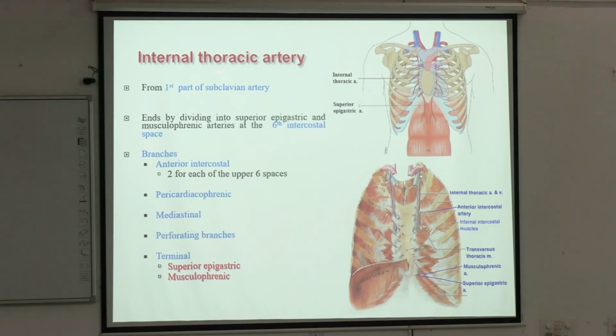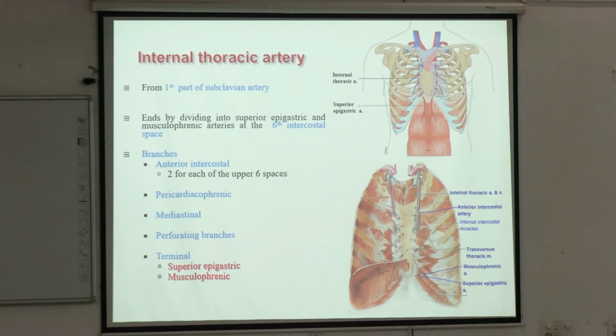Now, how does this internal thoracic artery end? It splits into two terminal branches. Reaching over here, it divides into two branches. One branch goes to the abdomen, the anterior abdominal wall. We call the branch entering the anterior abdominal wall the superior epigastric artery. In the abdomen, we are going to talk about it. The other branch into which the internal thoracic artery terminally splits, we call the musculophrenic artery.